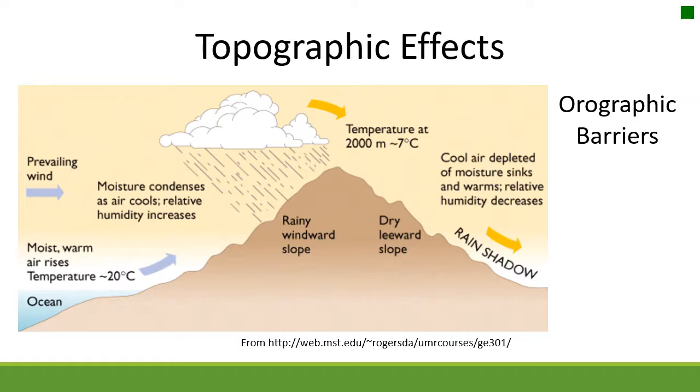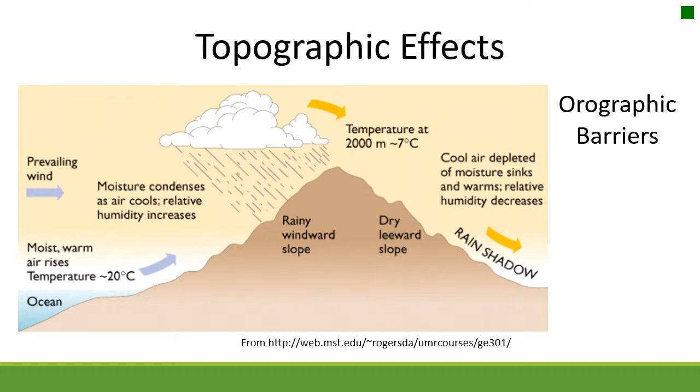So like we were talking about with the Hadley cell, we see this air that is forced up, but this time by a mountain. We see this warm, moist air being forced upwards by a mountain. As it's forced upwards, it's cooling and condensing, and we're seeing precipitation. The air then reaches the other side of the mountain and drops. And as it drops, it warms and it absorbs moisture.